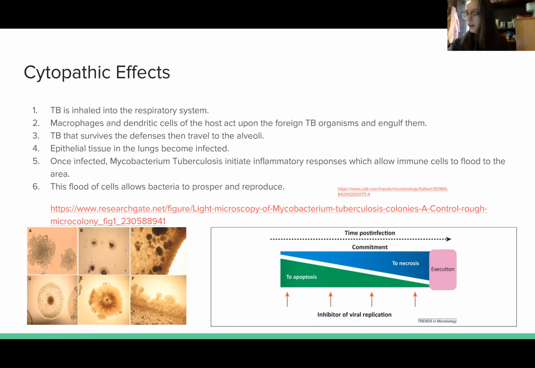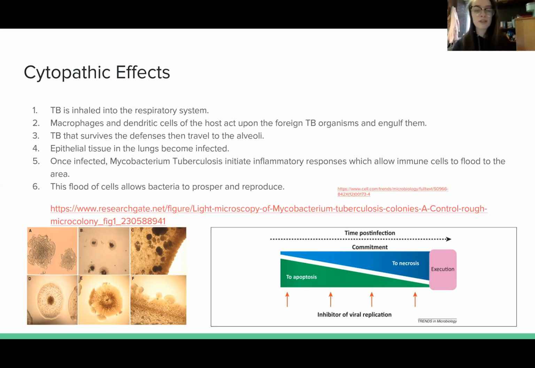For cytopathic effects, first, tuberculosis is inhaled by the respiratory system through the mouth or the nose to gain access to the internal surface of the host. The macrophages and dendritic cells then take in the TB molecules by engulfing them. Remaining TB molecules will migrate to the alveoli, where they attack the lung epithelium. The TB organisms cause their host to begin an inflammatory response, which brings immune cells to flood the area. The surplus of cells promotes the bacterial reproduction and growth of tuberculosis.